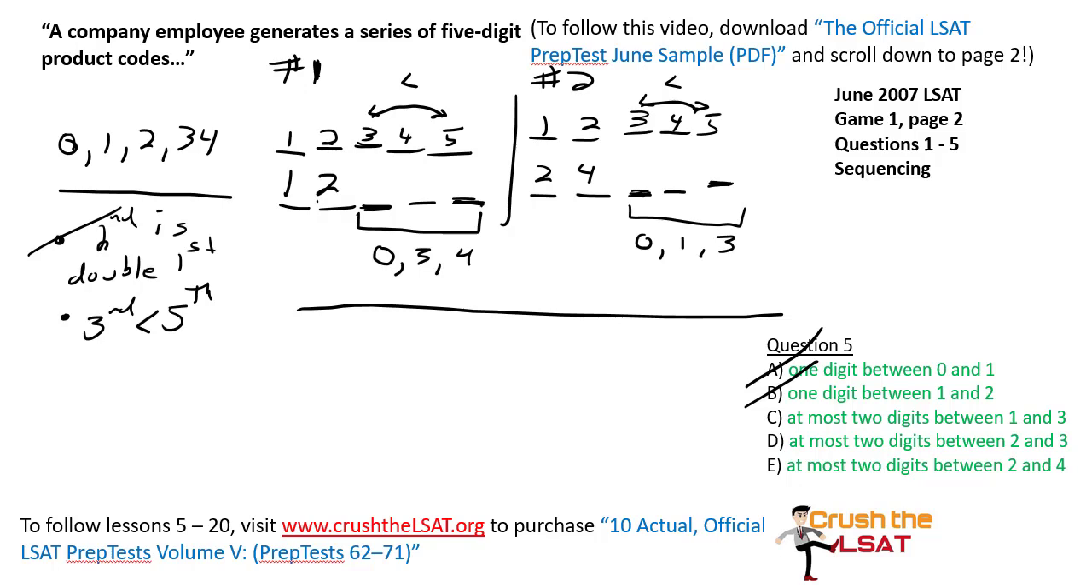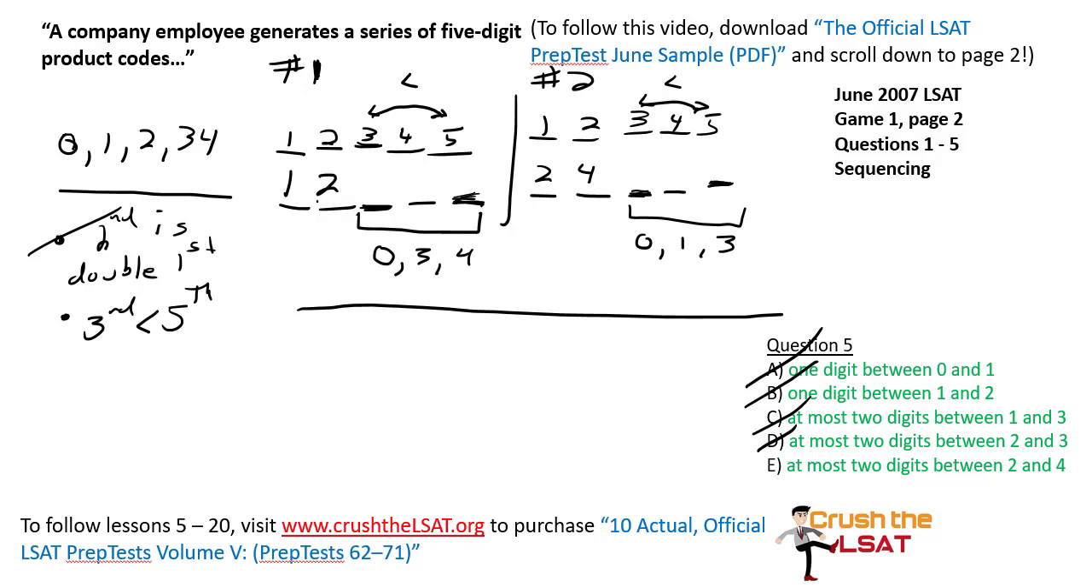At most 2 digits between digit 1 and digit 3. At most 2. So let's ask ourselves, could there be 3 or more? Well, world 1. Could you put 3 digits in between 1 and 3? Yes, you could put 3 all the way in the last slot, all the way in number 5. So C is not a must be true. How about D? At most 2 digits between digit 2 and digit 3. Well, same idea. Let's ask ourselves, could there be 3 digits in between digit 2 and digit 3? You look at world 2. Yes, digit 3 could be in the 5th slot. So D is gone.